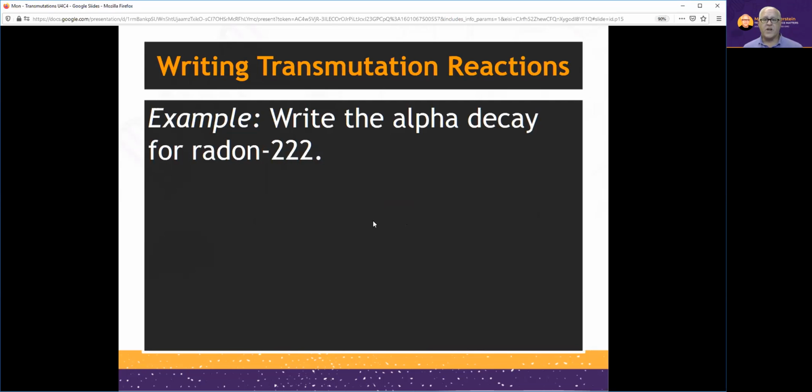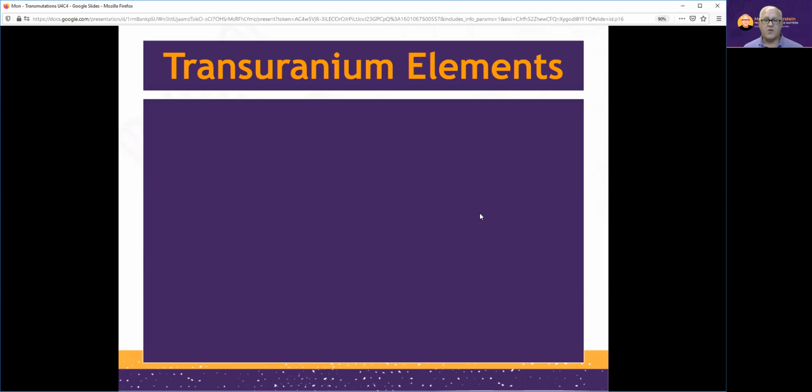What about radon? What's the alpha decay for radon? Well, we take radon, which has 86 protons and a mass of 222. We put in our alpha particle, and it's going to subtract that, and you end up with polonium.